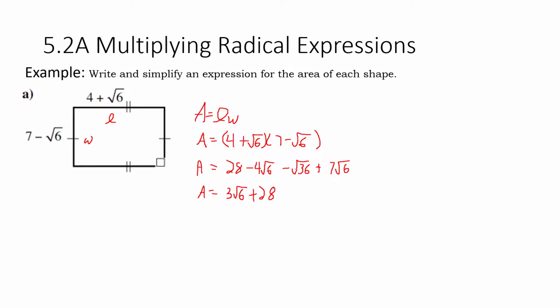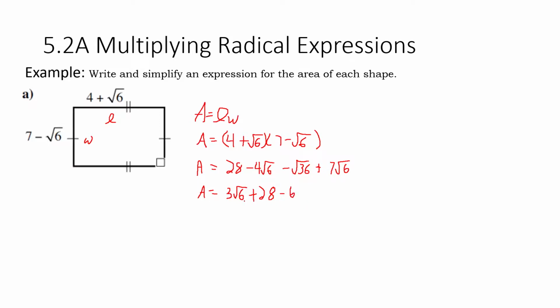This square root of 36, that's a perfect square. Again, anytime you're multiplying together a number with the same radicand, you are going to end up with a perfect square. So root 6 times root 6 is going to be 6, but it's positive times a negative, so it's negative 6.